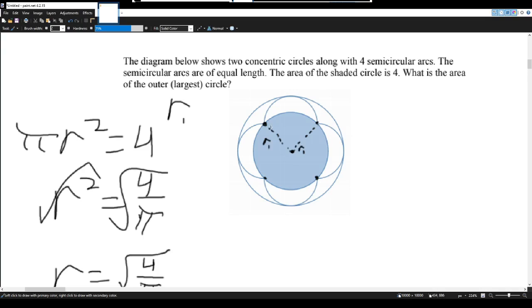And so now it looks like if we connect all these points, it might form a square, right? I don't have necessarily a proof for this, to be honest with you, but I think it kind of makes sense, right? These semicircular arcs are of the same length, so it's going to form the same distance around each time, and there's 4 of them, so it makes sense that it would be a square.